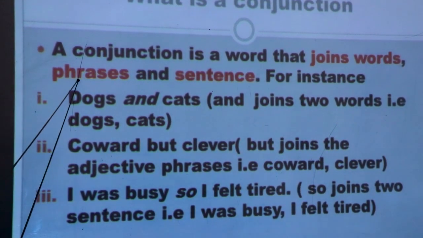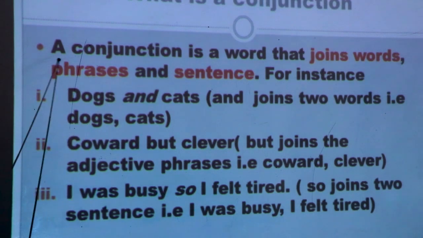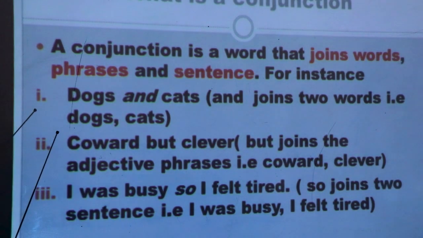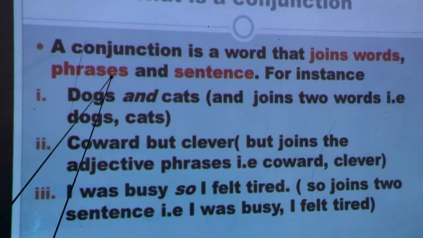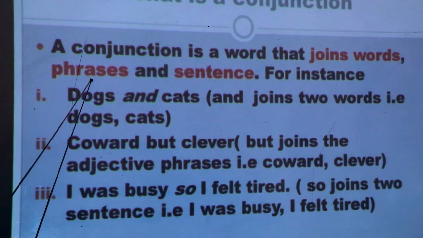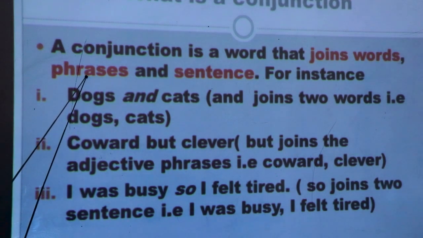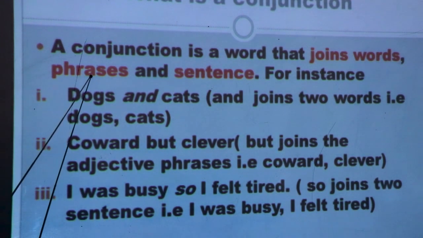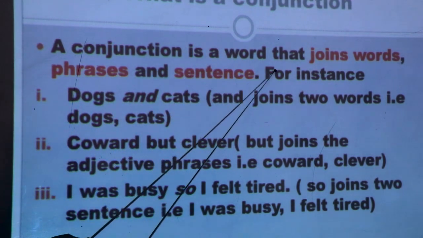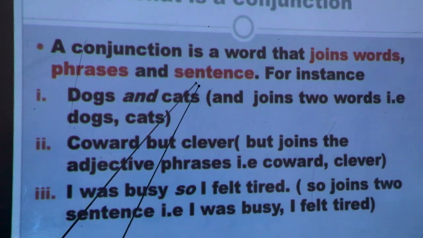Let me stop there and try to give you the meaning of phrase. What is a phrase? A phrase is a group of words which have meaning, but they lack the verb and subject combination. So a conjunction is a word that joins words, phrases, and sentences.